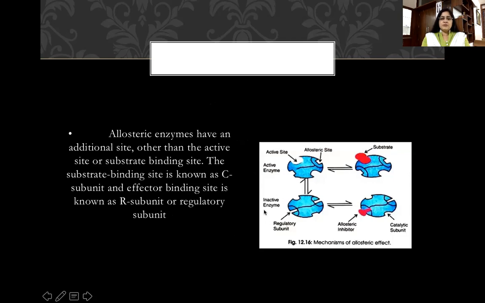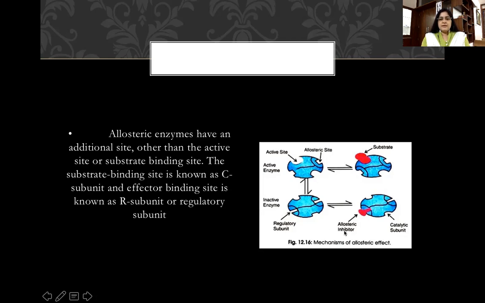Now, if you look at this, you can see the structure. Here you can see that this is the active site and this is the allosteric site. The modulator comes and binds to the allosteric site, not at the active site. What happens once it binds to the allosteric site? The enzyme becomes inactive. This was active, and once the modulator has come and bound, it has become inactive. The substrate usually comes and binds to the active site. This is the regulatory site.